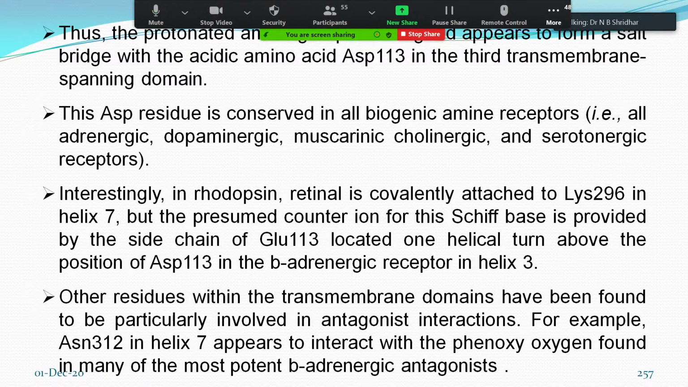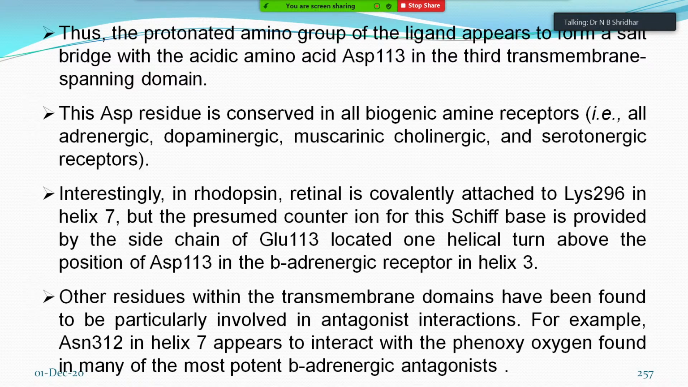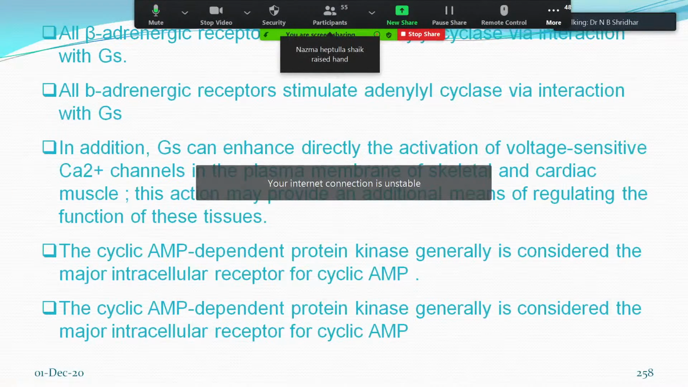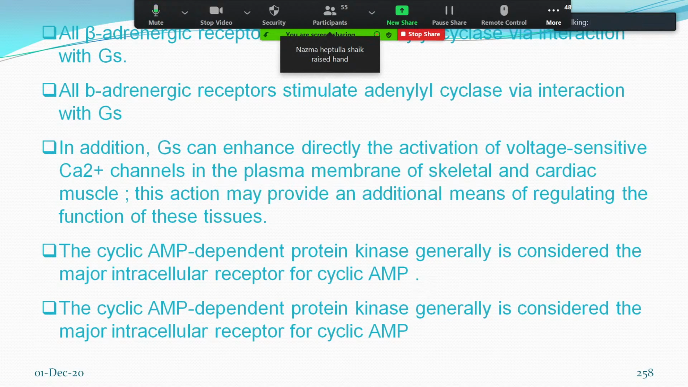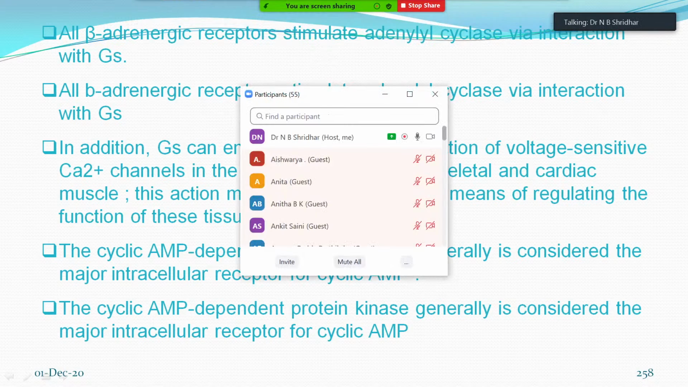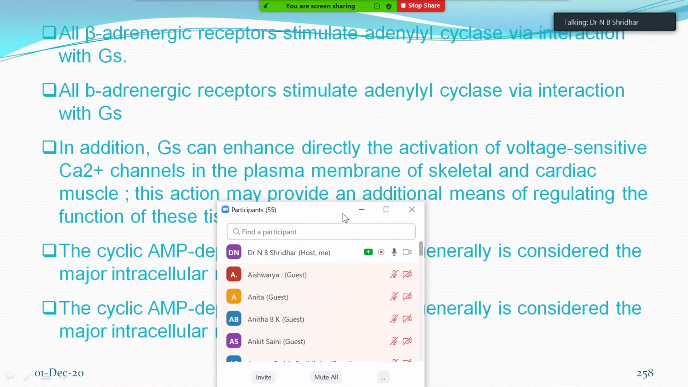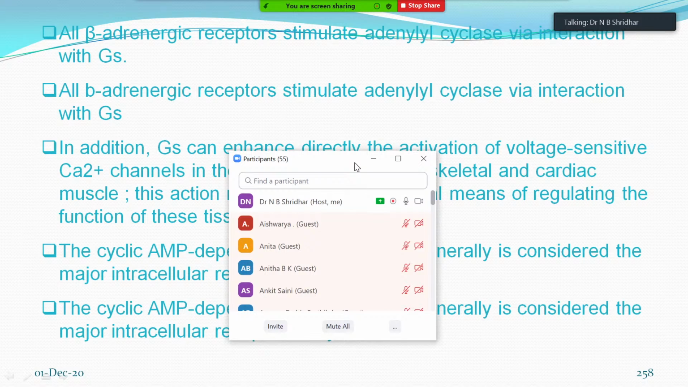What is the structure of adrenaline, and how is it going to fit with the receptor, the different types of receptors, or the residues within the transmembrane domain? All beta adrenergic receptors are related to adenylyl cyclase, and they stimulate adenylyl cyclase via interaction with the G stimulatory protein.